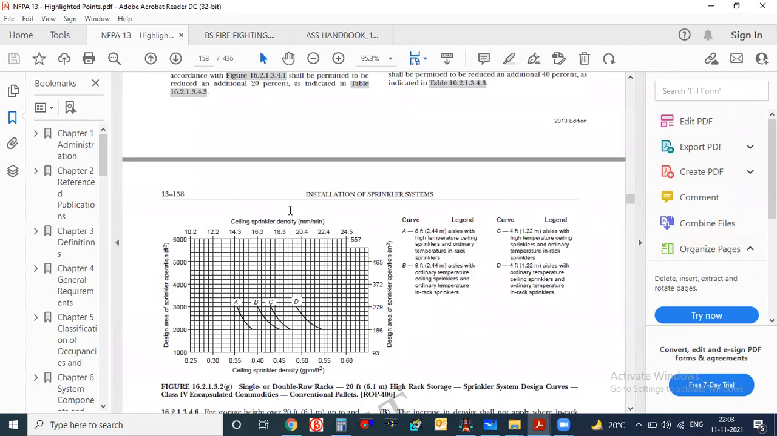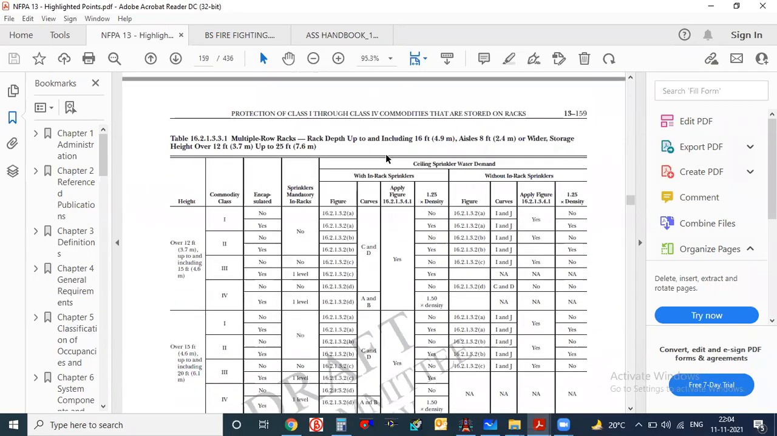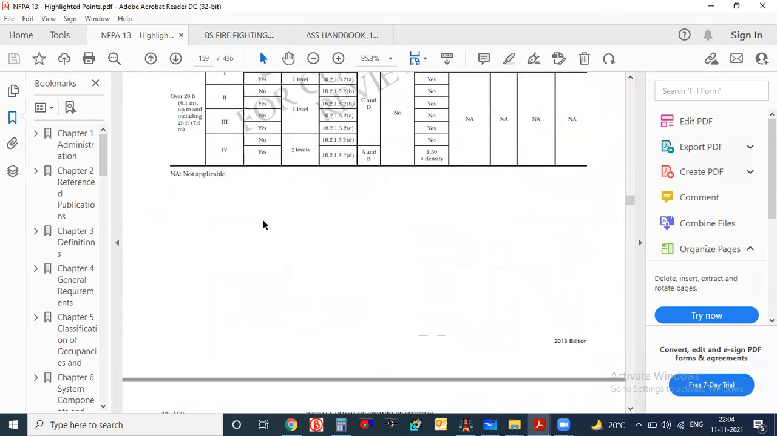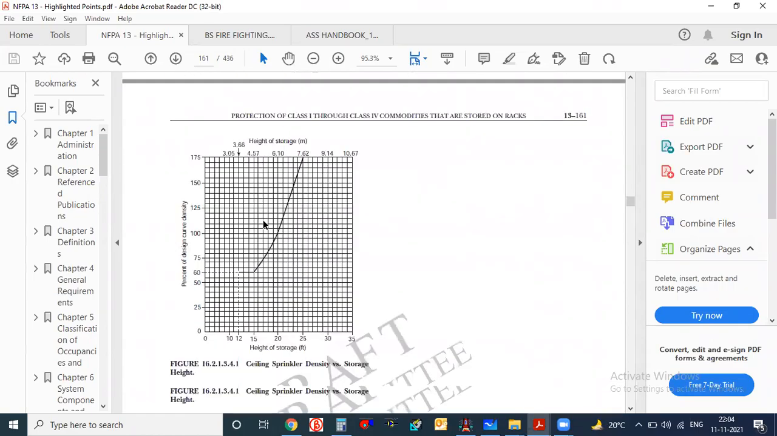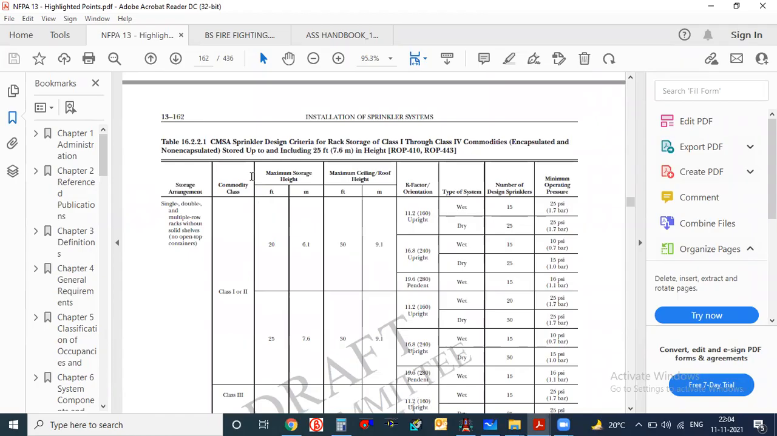Even the density curves are given. Some numbers are given, A, B, C, D, and here they have given the description. So you have to check this also. And here they have given, okay, they have not given. It's very confusing. So we will skip this and we will try to find anything related with CMSA. See here also they have not given anything. Here they have given the CMSA sprinkler. Just focus on this CMSA sprinkler only.